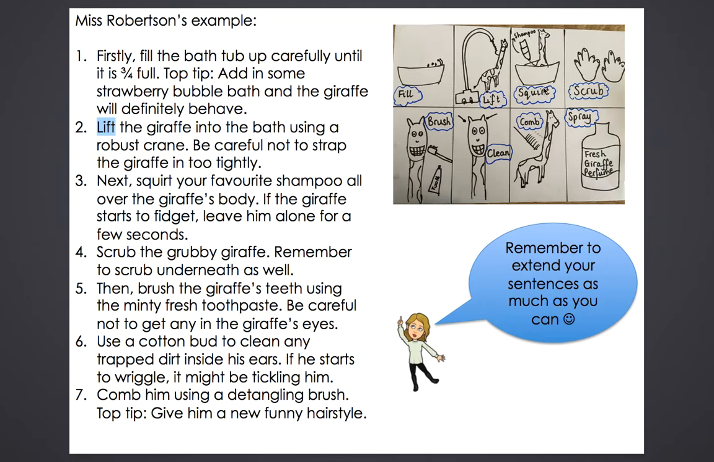Then my next one, so I'm on point 3 on my plan, and that's about squirting the shampoo. So next, so I've got my time conjunction, squirt your favourite shampoo all over the giraffe's body. So I've said whereabouts to squirt the shampoo, all over. Then I've got a conjunction, if the giraffe starts to fidget, leave him alone for a few seconds. So I've added an extra sentence there using my conjunction if. Okay, step number 4, scrub the grubby giraffe, so I've got an adjective there. Remember to scrub underneath as well.